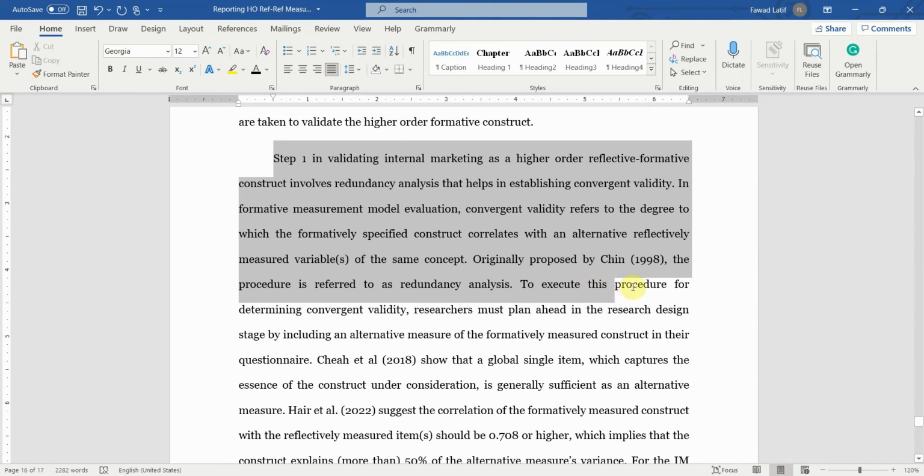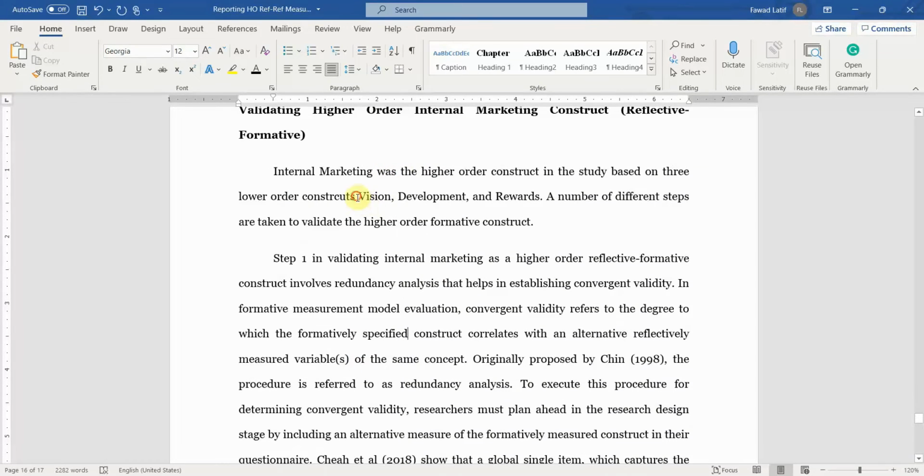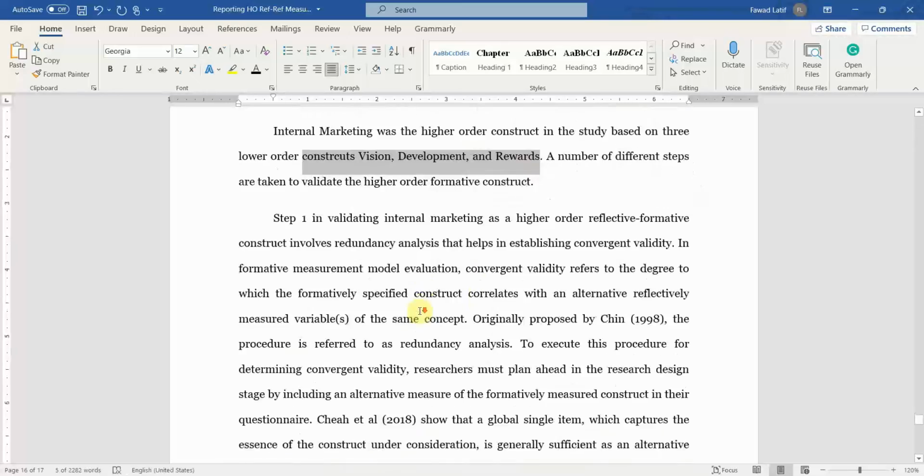To execute this procedure for determining convergent validity, the researcher must plan ahead in research. Now, how do you plan ahead? They need to include an alternative measure of the formatively measured construct in their questionnaire. According to Sarstedt and others, you have to have a global single item which captures the essence of the construct under consideration. In this case, I had one construct that is a global item, and that actually asked whether the respondents are happy with the vision, development and rewards.